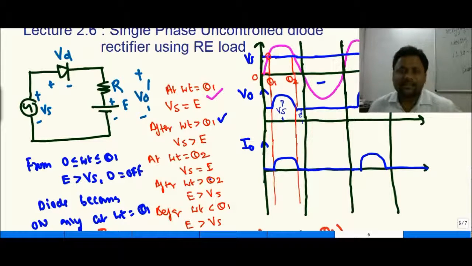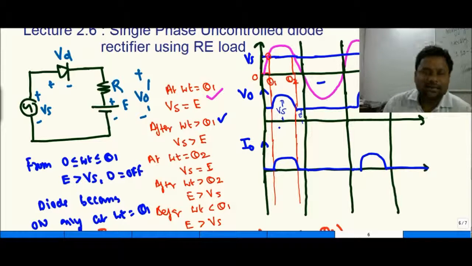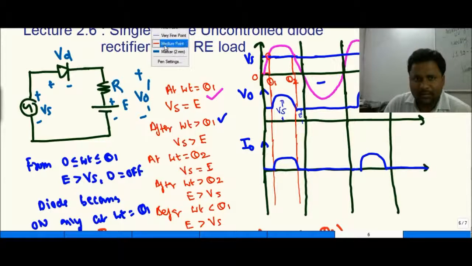In a similar fashion, it could be continuous like this. This is the concept that we have understood when the RE load is connected. We have to think about this concept. This is point 1, this is point 2. We have to control from this point. If I change the value of E up and down, then this waveform will change in this fashion. So if I make the marking on it, it should be 0.